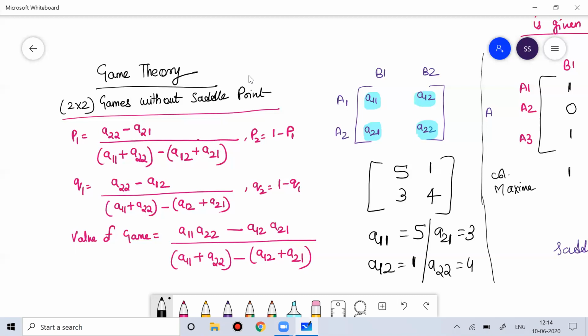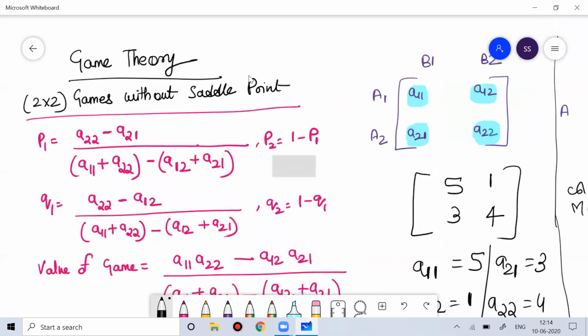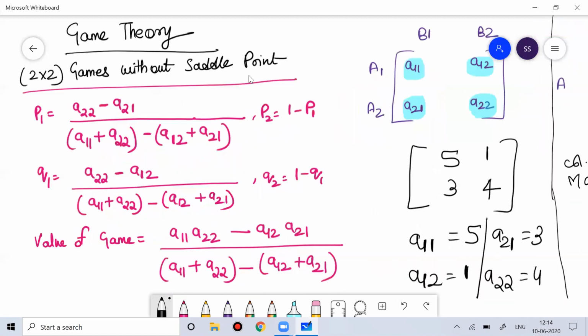Maybe you don't like that probability and all. Maybe you are weak in maths and you are very good in mugging up. So you can remember this formula. This is the formula of determining P1. This is the formula of determining Q1.